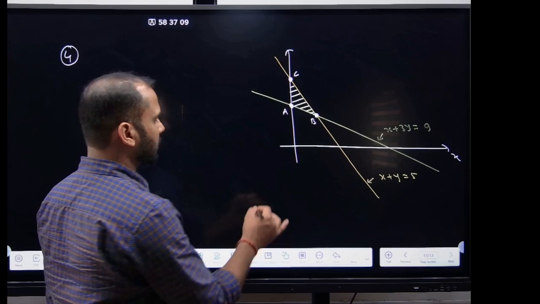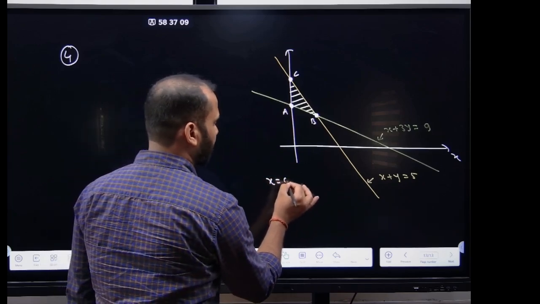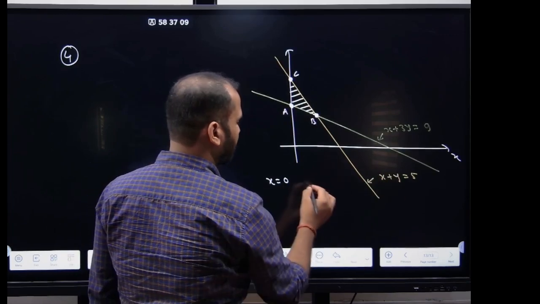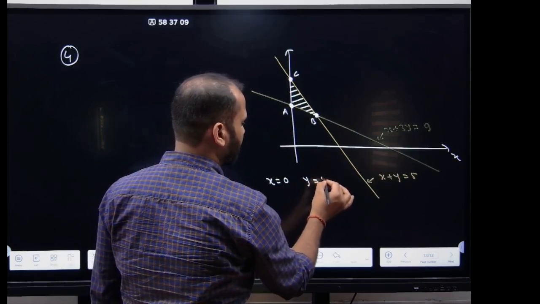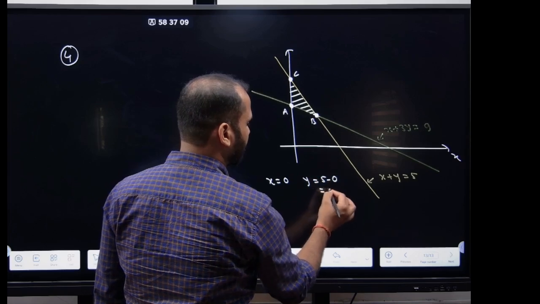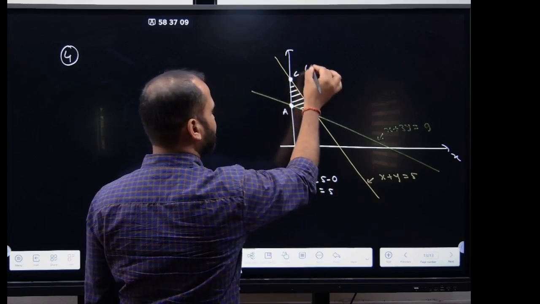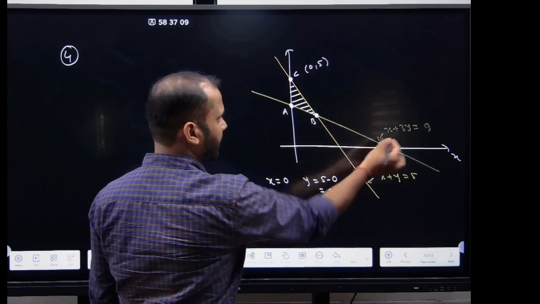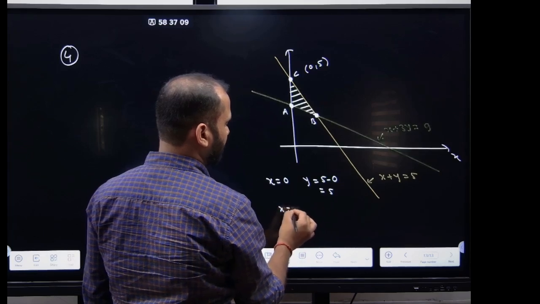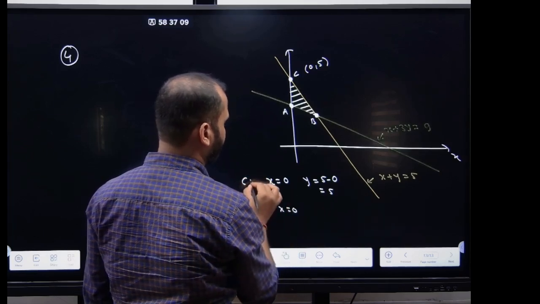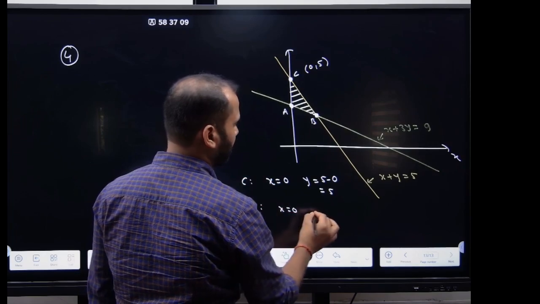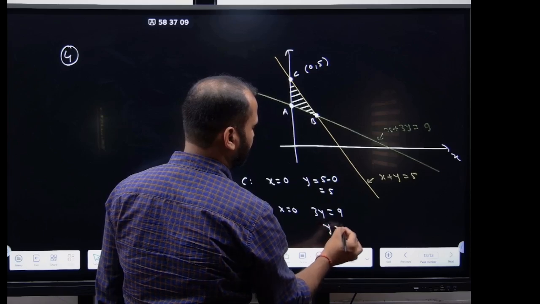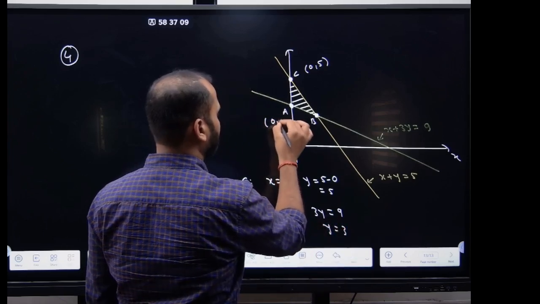So what is the x coordinate of that? So x will be 0. Yes or no? Y coordinate. X is 0. Put here 0. So y is equal to 5 minus 0, that is nothing but 5. So this coordinate is 0 comma 5. Can I write like this? What is this coordinate? Same thing. Put x is equal to 0. So this is C coordinate. This is A coordinate. So 3y is equal to 9. Y will be 3. So this is 0 comma 3.